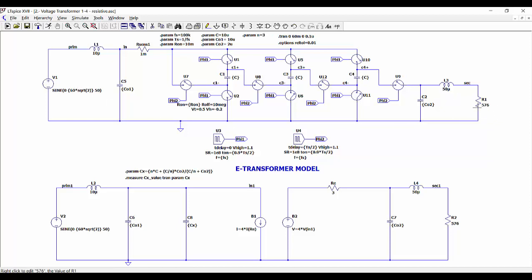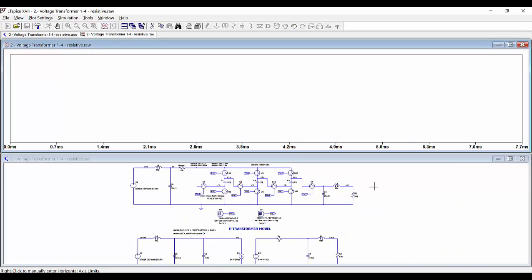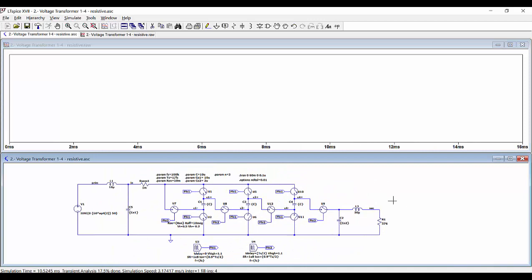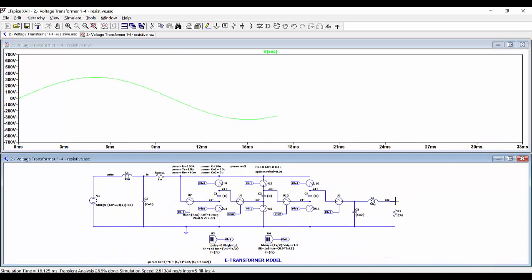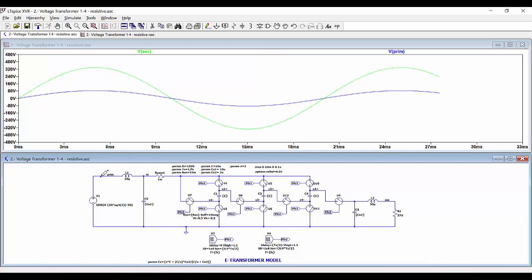And then at the output we have the load, the nominal load, 576 ohms. And we want to get here something like 240 volts RMS. So let's run the simulation. This is going to be a transient simulation up to 60 milliseconds. So let's run the simulation and see here, for example, the output voltage and also the input voltage.